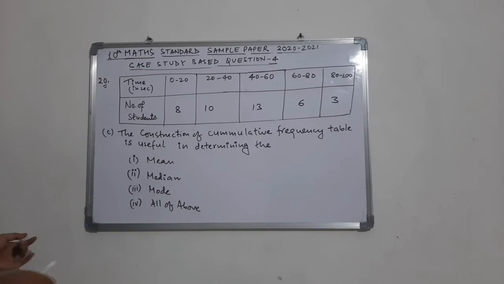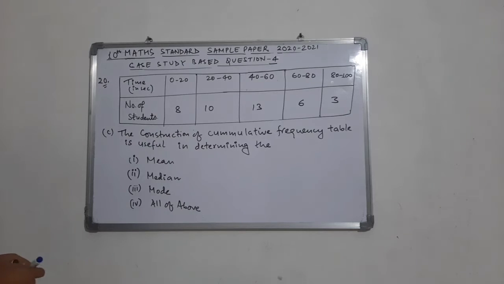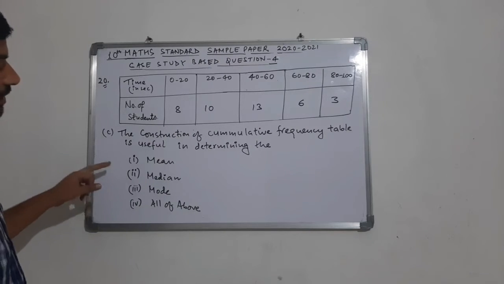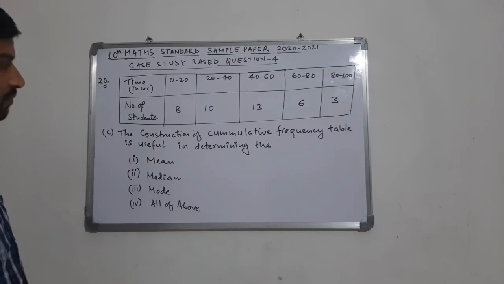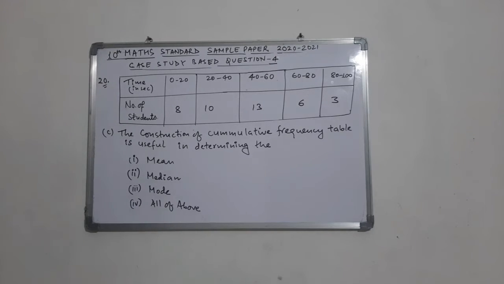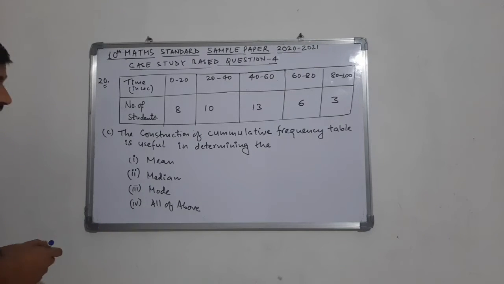The question is, the construction of cumulative frequency table is useful in determining the value of, the first option is mean, second is median, third is mode, and the fourth one is all of above. So यहाँ पर जो क्वेश्चन है, cumulative frequency का कैलकुलेशन हम कब करते हैं, इनमें से कौन सी सेंट्रल टेंडेंसी को कैलकुलेट करने में यूज करते हैं.